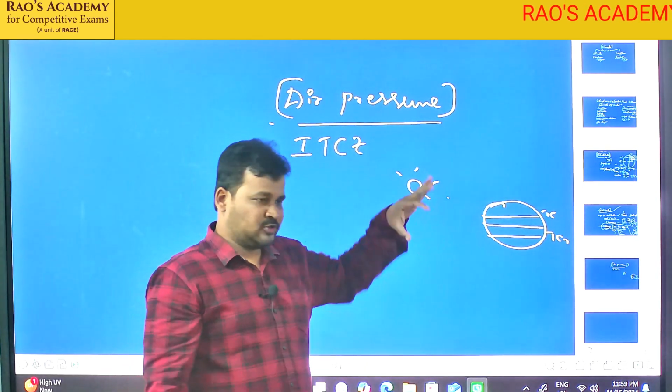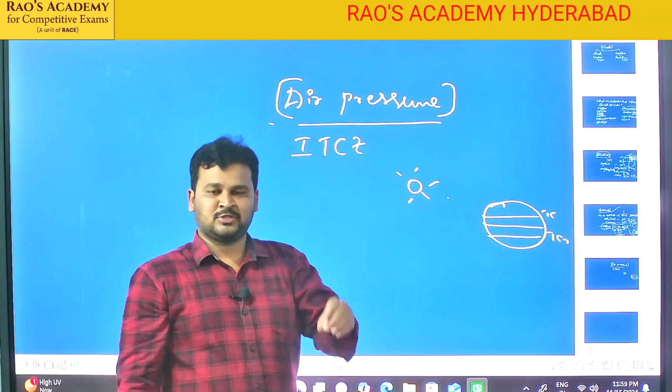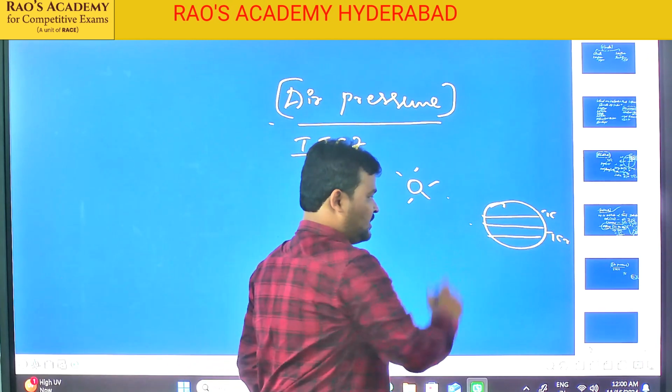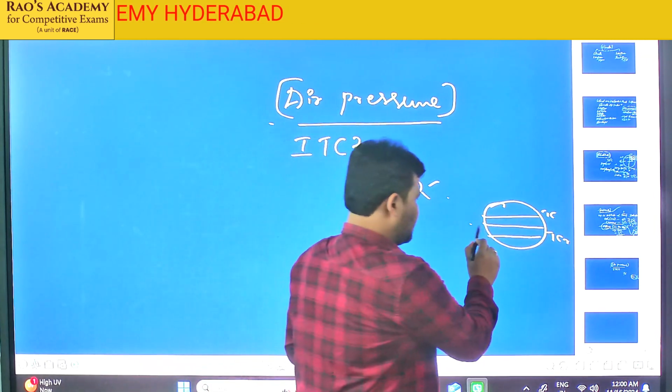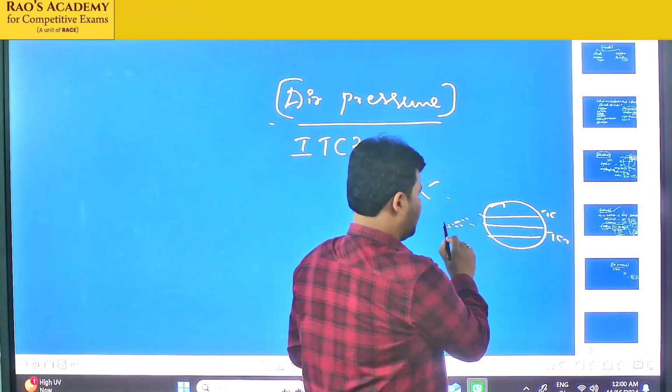Sun rays project vertically on earth. Where? At the equator. In general, sun rays project vertically on the equator. If you move further, what will happen? Sun ray projection will be slanted like this.